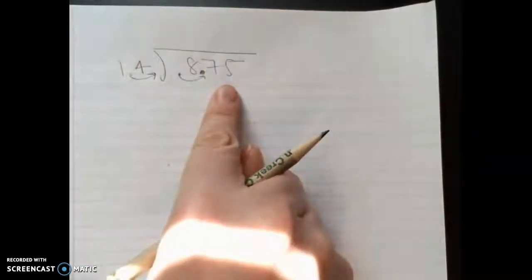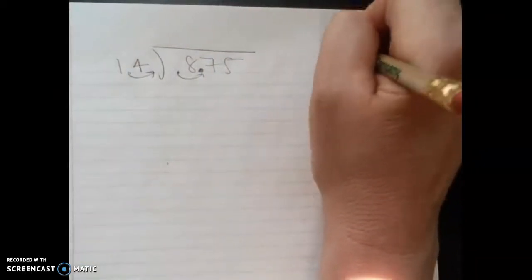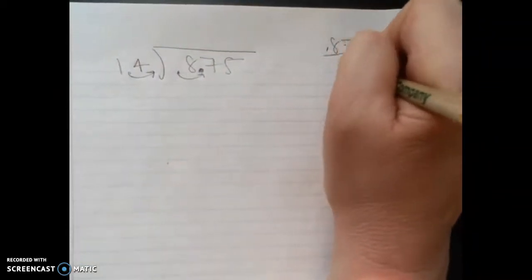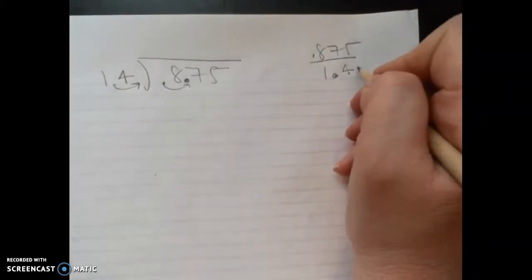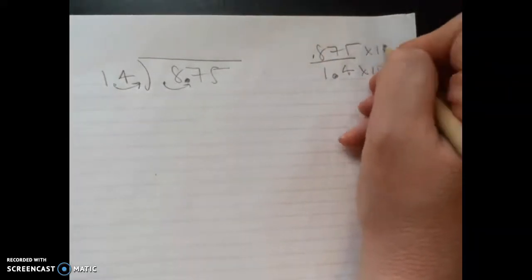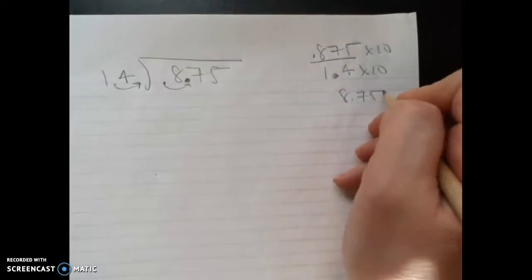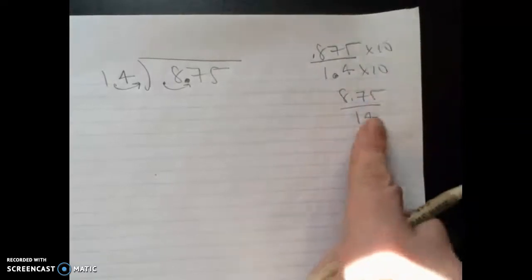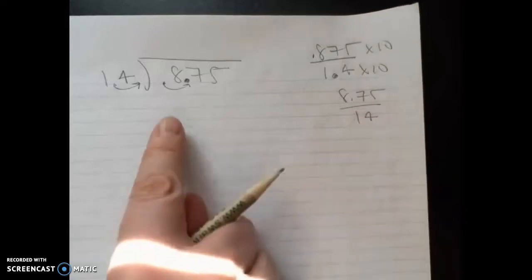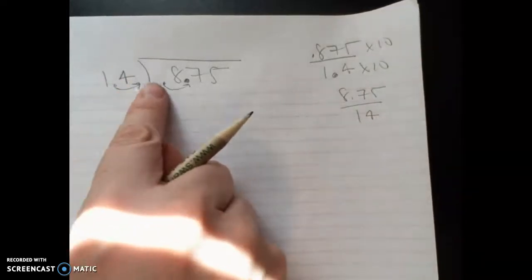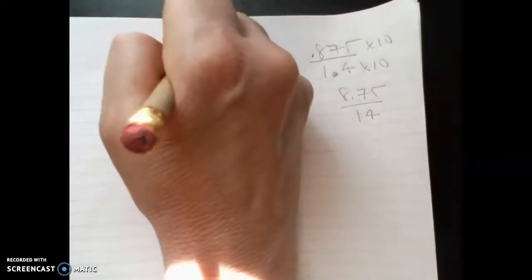So I'm going to move this once and this once. I don't care if this is a decimal. And again, what you're really doing there is you're kind of dividing it among 1.4 groups. So if you multiply both by 10, then you get 8.75 divided by 14 groups. That makes a little more sense. So we only care about this number. All right, so I moved the decimal, so now my decimal's there.